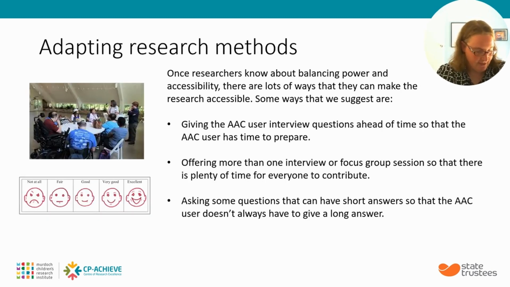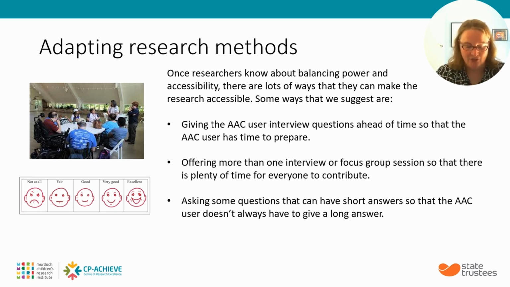Adapting research methods. So this is about how researchers go about doing their research. They might do an interview or a survey or a focus group or things like that. What we think is once researchers know about balancing power and they know about accessibility, they'll think of lots of ways that they can make their research accessible and adapt their research methods.